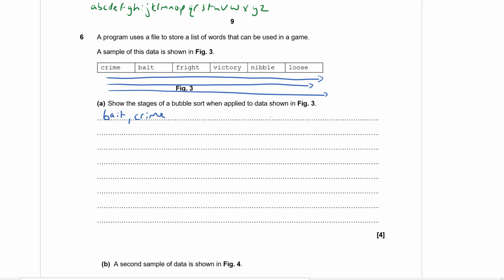So, bait and crime. Now looking at crime and fright would be the next two to swap. C is before F, so we can leave it like that. Then looking at fright and victory, F is before V, so we can leave it like that. So let's write down fright. Then looking at victory and nibble, N is before V, so therefore nibble should come before victory. Then I've got victory and loose. Well, V comes after L, so therefore loose goes there. Then you have victory.